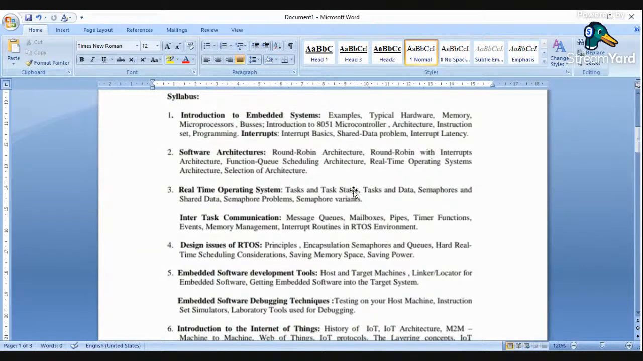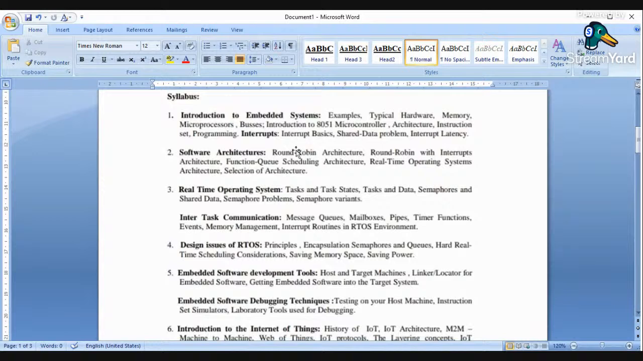Don't miss how tasks and task states work. We have shown you some diagrams. The next important thing is semaphore, and semaphore variants like binary semaphore, mutex, etc. You can go through that. So in the third chapter, you can go with task states and semaphores. And next, intertask communications, message queues, mailboxes, and timer functions. These three are very important.